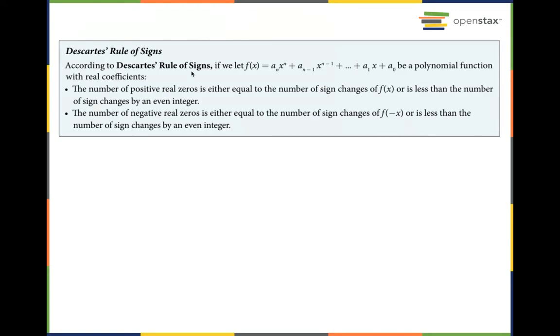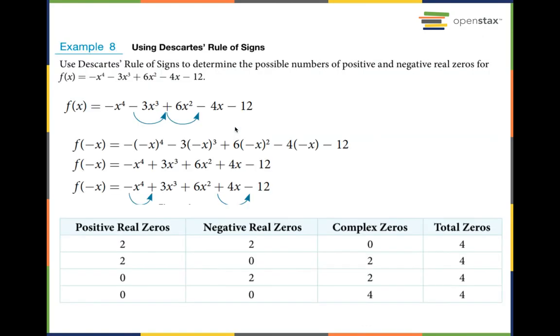Descartes' rule of signs. All right, so we've got a polynomial, and it has real coefficients. This is also surprising and kind of interesting. The number of positive real zeros is either equal to the number of sign changes of f of x or is less than the number of sign changes by an even integer. The number of negative real zeros is either equal to the number of sign changes of f of minus x or is less than that by an even integer. What is this even talking about?